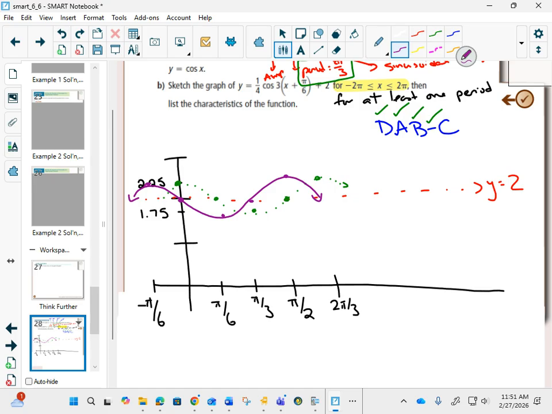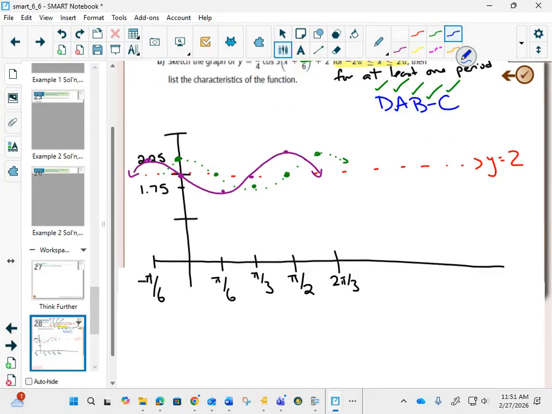Put arrowheads on it to say that it continues, but I have graphed at least one period. If a question says graph at least one period and you didn't put arrowheads on it, you'd still get it right. If you did put arrowheads, you'd still get it right because you've done at least one. So it's really nice that way that I don't have to take off marks for errors. Okay? This is the final answer. We have done the shift. We've done everything in the DABC.